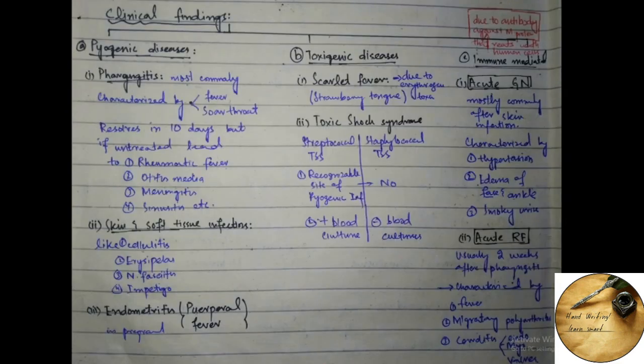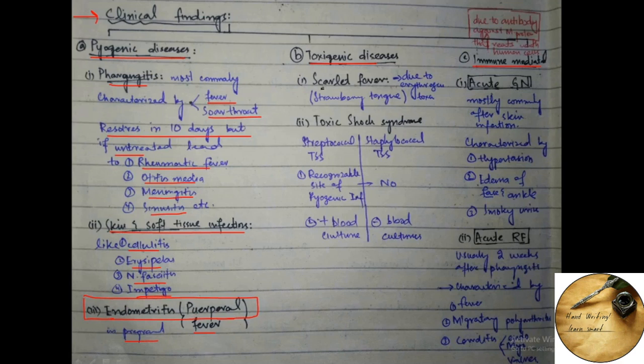Now coming towards the clinical findings, it causes pyogenic disease, toxigenic disease, and immune-mediated disease. Pyogenic disease includes pharyngitis, skin and soft tissue infections, and endometritis. Pharyngitis is most commonly characterized by fever and sore throat and resolves in 10 days, but if untreated, it can lead to rheumatic fever, otitis media, meningitis, sinusitis. Skin and soft tissue infections include cellulitis, erysipelas, necrotizing fasciitis, and impetigo. It also causes endometritis in pregnant women, also called puerperal fever.